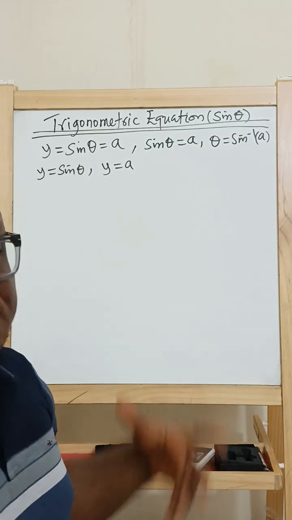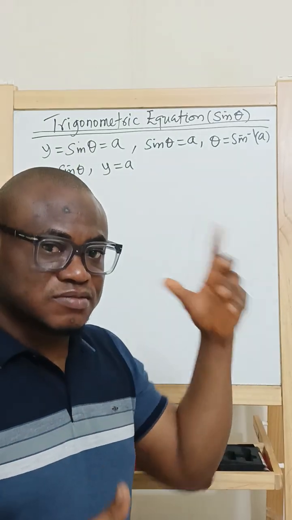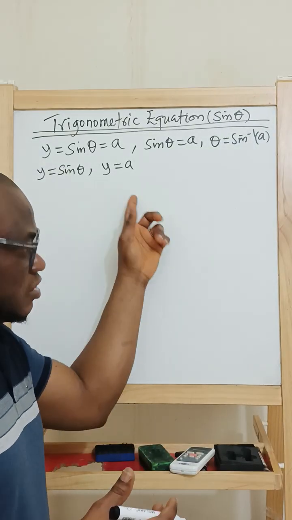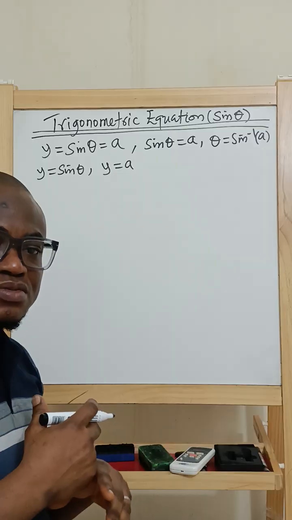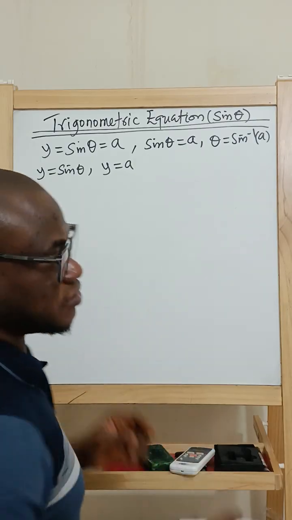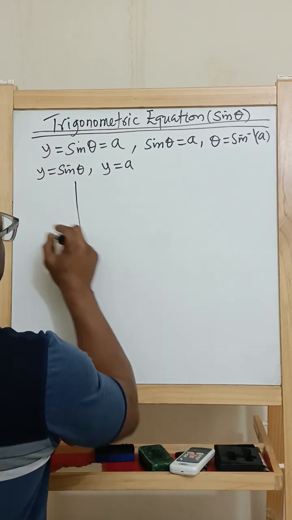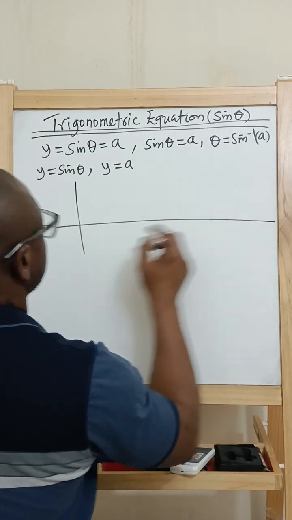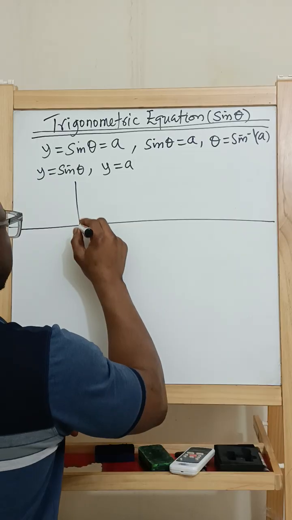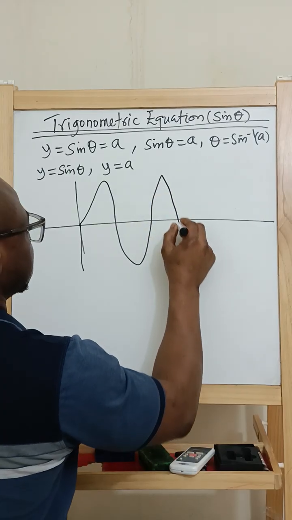And how we get that, we need to draw the graph of this particular equation. The two curves involved are y equals sine theta, and the other one is y equals a. Where the two curves intersect is the solution to that equation. So let's draw the graph of sine theta first. We know sine theta starts from the origin, so we start from the origin and go like this.